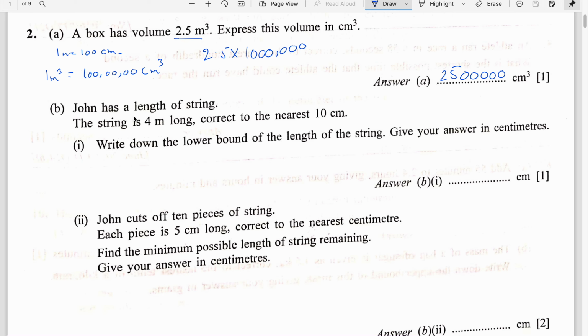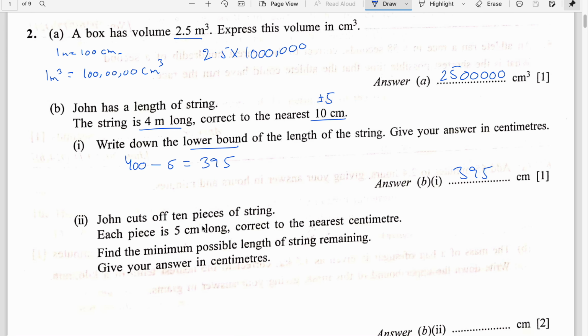this. John has a length of string. The string is 4 meters long, correct to the nearest 10 centimeters. Nearest 10, plus minus 5, always half of that. Write down the lower bound of length of string, giving your answer in centimeters. So this is 4 meters, that makes 400 centimeters. Minus 5, so this is 395, lower bound of the length.